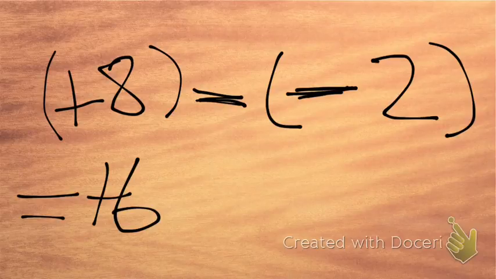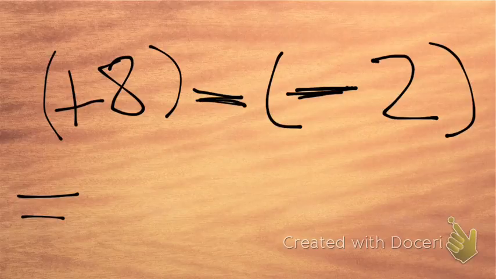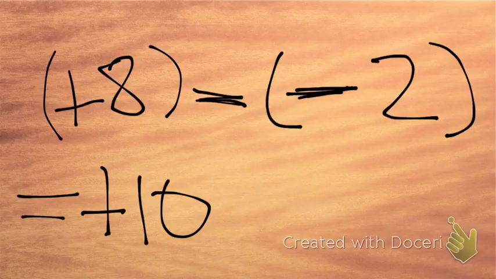So the eraser's here. You can erase it. So what should it be? It should be 8 plus 2. So that would be +10. Very good. Thank you.